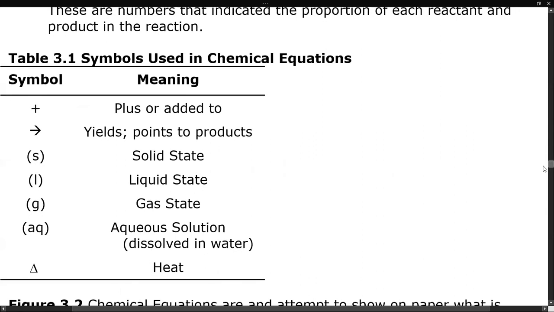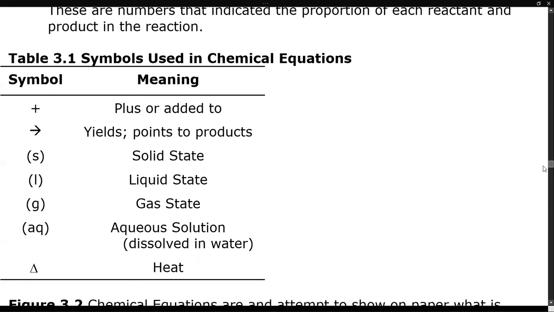There are some symbols that are pretty commonly used. You'll see a plus sign, read "plus" or "added to," or sometimes "and," in between individual reactants and products. The arrow reads "yields," "reacts to form," and it always points from reactants to products.